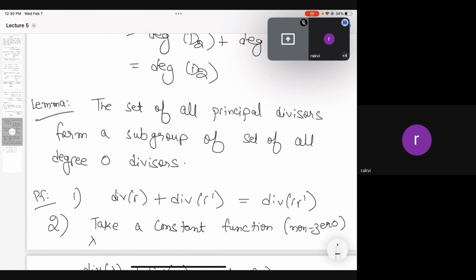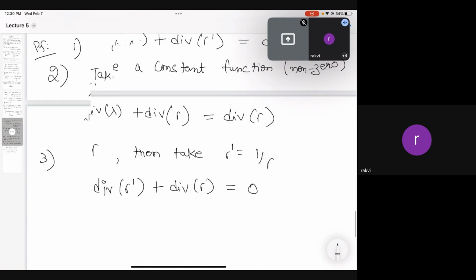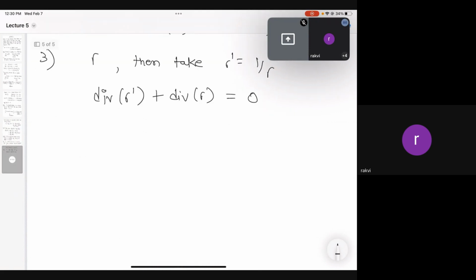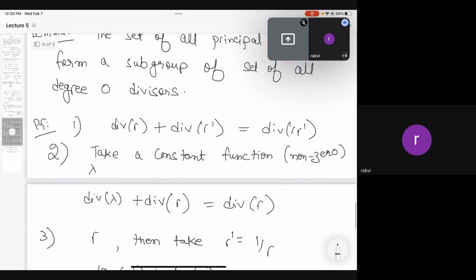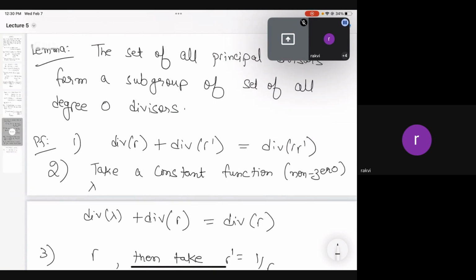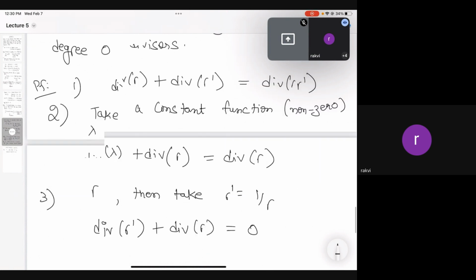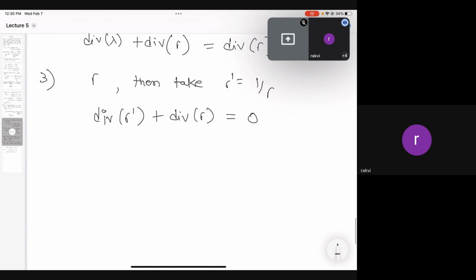I'll use this slightly later to start with the concept of the Jacobian and see how the addition works. So basically the group law that we saw in the last class essentially comes from this addition on the group level of this divisor business.